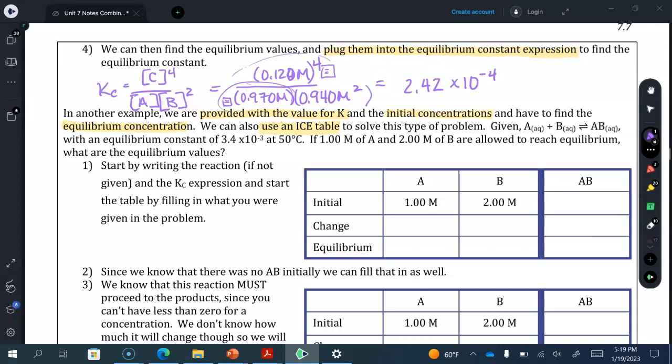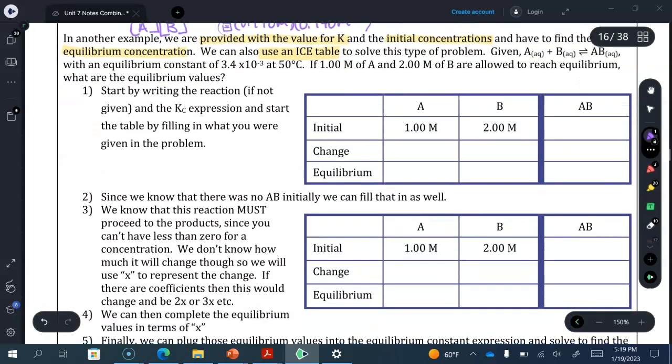So in another example, we are provided with a value of K and the initial concentrations and have to find the equilibrium concentrations. We can also use an ICE table to solve this type of problem. So given that A plus B yields AB with an equilibrium constant of this, if 1 molar A and 2 molar B are allowed to reach equilibrium, what are the equilibrium values?